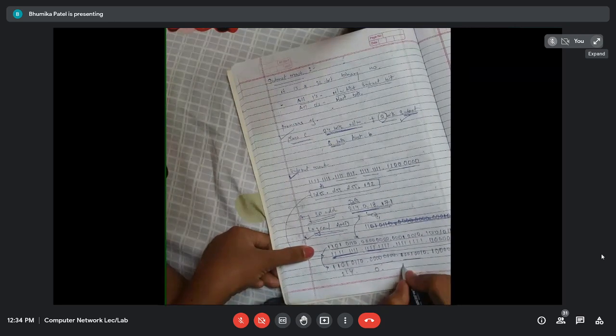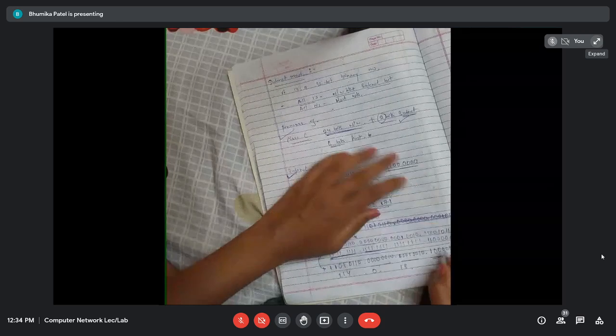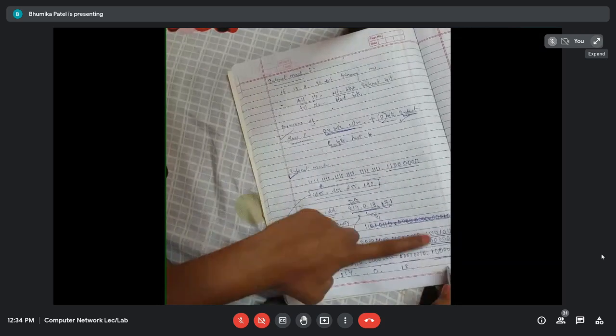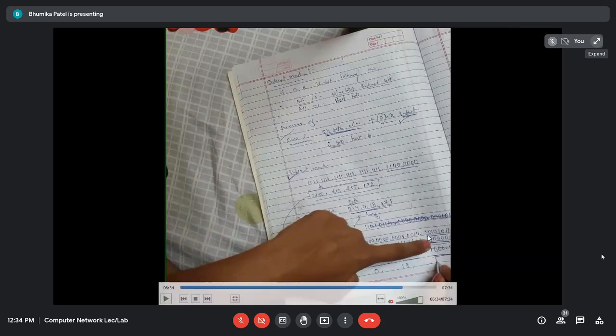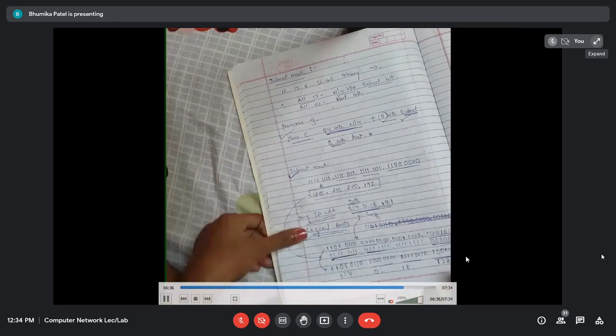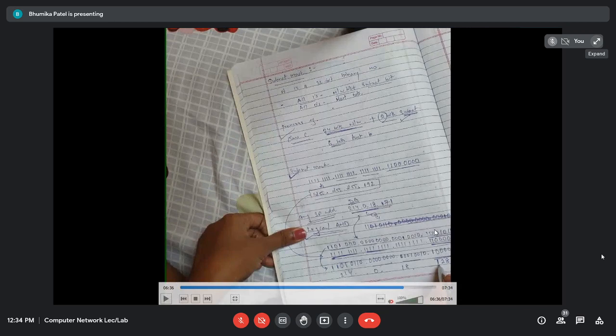Only in the last 8 bits do you have to perform the logical AND operation. That is, two 1s give 1, and a 0 gives 0, the remaining all 0. So it will be 128. If you convert this binary into decimal, it will be 128.